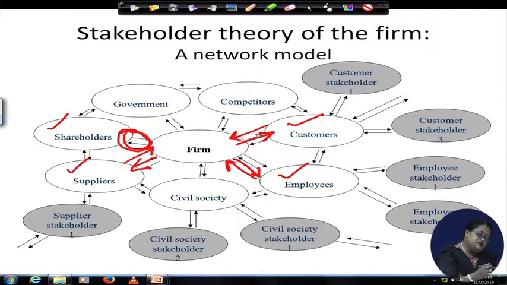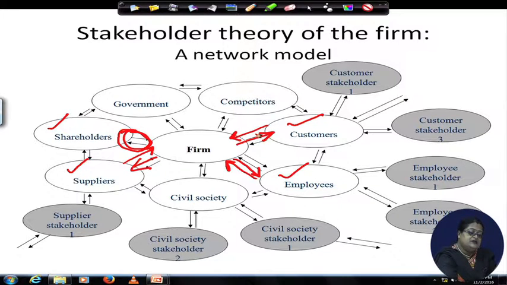So it becomes legitimate to say that suppliers, employees and customers do have a legitimate stake in the firm because they are contributing positively towards the performance of the firm, and it is not only and only the shareholders. So the initial stakeholder theory of the firm realized this two-way relationship with the suppliers, employees and the customers.